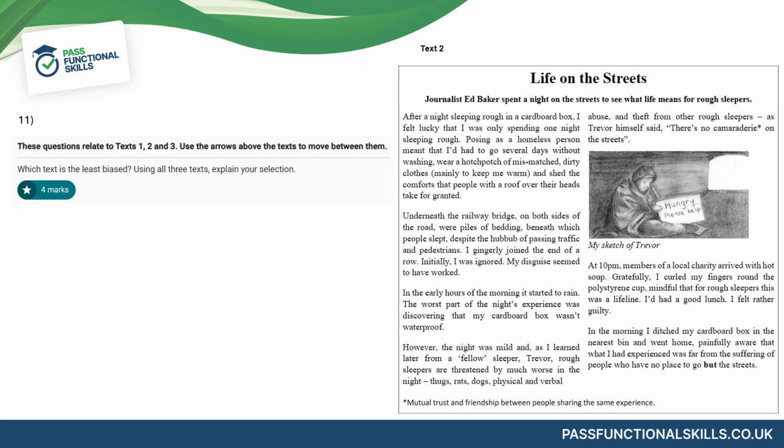In terms of text 2, we know that this is written from a very personal experience of one person. So journalist Ed Baker spent a night on the streets to see what life means for rough sleepers. So he personally has spent a night on the streets and written about it. So we've got lots of strong personal opinions in here. For example, painfully aware that what I had experienced was far from the suffering of people who had no place to go but the streets. So the author here is very clearly against homelessness and feels sorry for the rough sleepers that he's come across. So this is quite a biased text because we've got strong personal opinions, and it's only based on one person's experience as well. We've got lots of his thoughts and feelings in here.